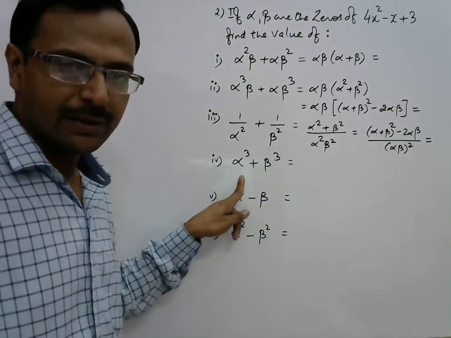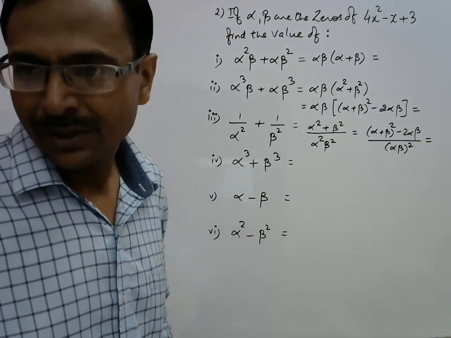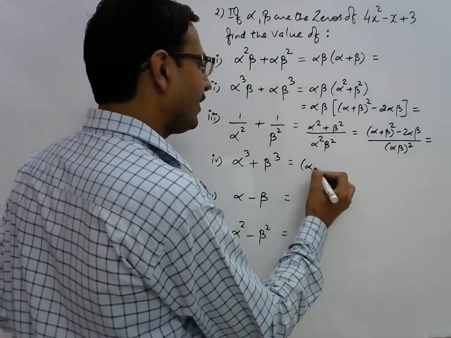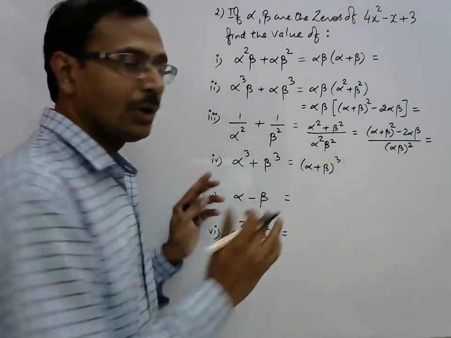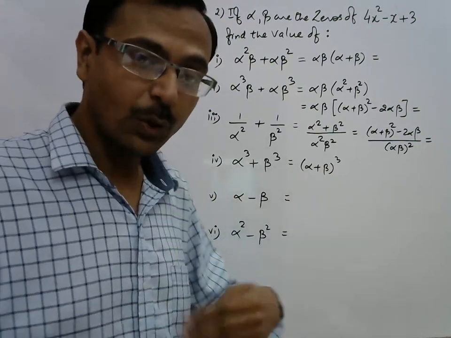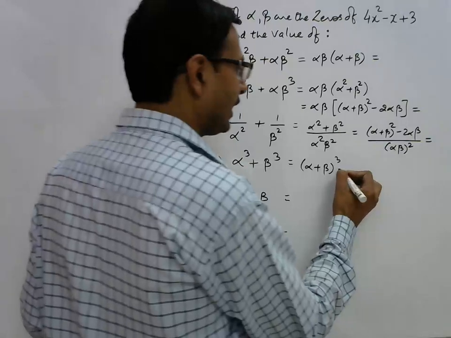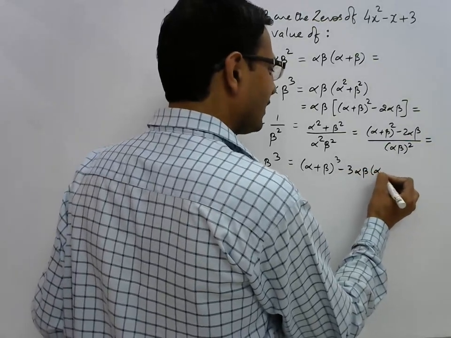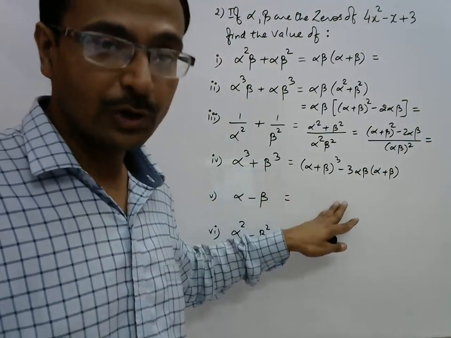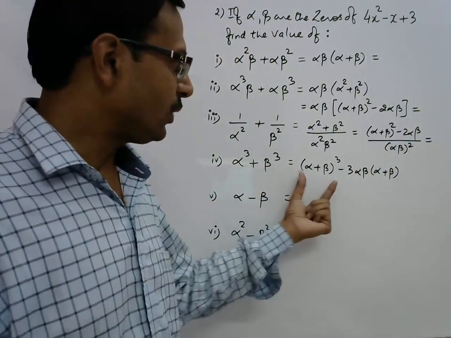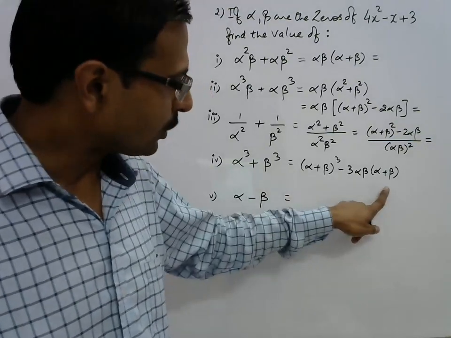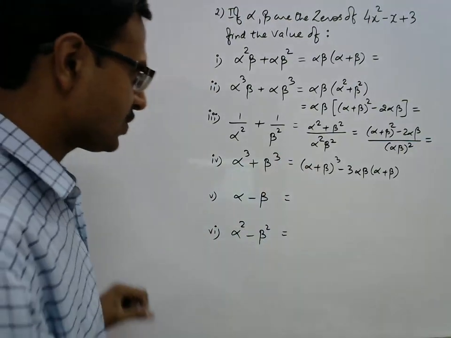In the fourth part, alpha cube plus beta cube, again you have to remember this. How? This is alpha plus beta whole cube. You have to find alpha cube plus beta cube from alpha plus beta whole cube identity. So alpha plus beta whole cube minus 3 alpha beta into alpha plus beta. So this is the straightforward formula for alpha cube plus beta cube which you have to remember. If you don't remember it, then you can derive this from alpha plus beta whole cube formula. So now you can put the values and find the value of this expression.